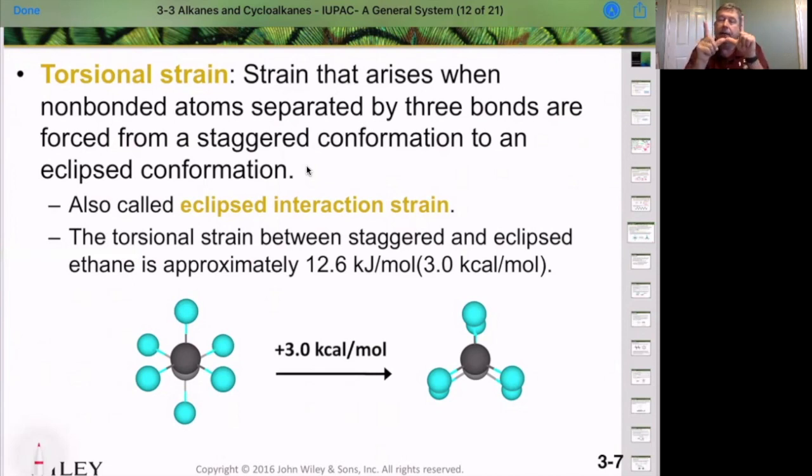And this takes a little bit of energy, about 3 kcals per mole to do, which means in this staggered position, it takes less energy. And then you have to add heat to get it to this eclipsed part.